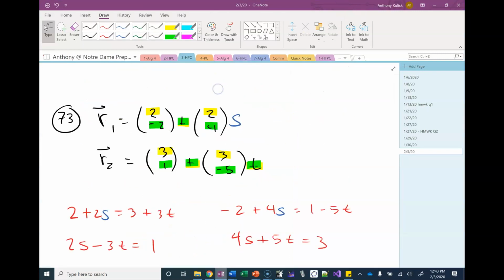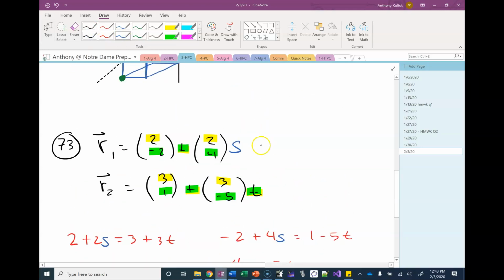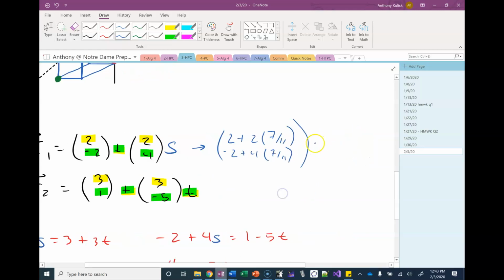So if I go back to, say, equation 1, armed with the fact that S is equal to 7 over 11, and I plug that in, I get 2 plus 2 times 7 over 11, and then negative 2 plus 4 times 7 over 11. And I get some gross fraction, which would be the points here. What are those going to be? 36 elevenths and 6 elevenths.